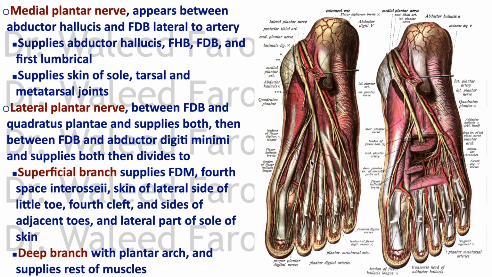The superficial branch supplies flexor digiti minimi, the fourth space interossei, the skin of the lateral side of the little toe, sharing it with the sural nerve, of course, the fourth cleft and sides of adjacent toes, and the lateral part of the sole skin. The deep branch accompanies the plantar arch, as mentioned earlier.